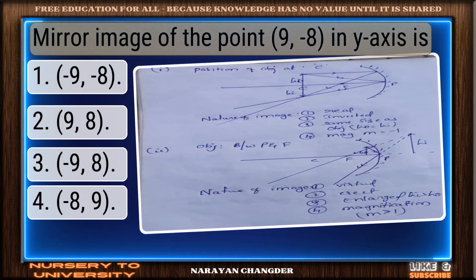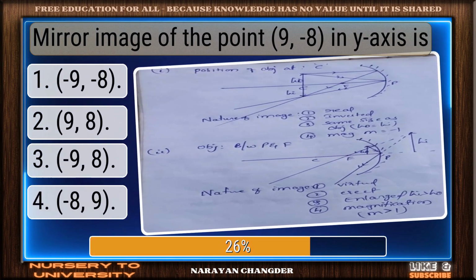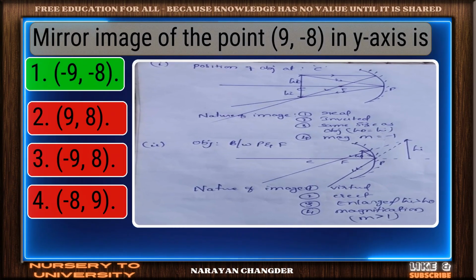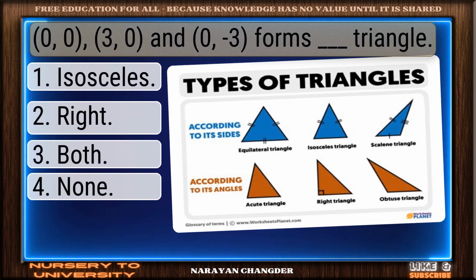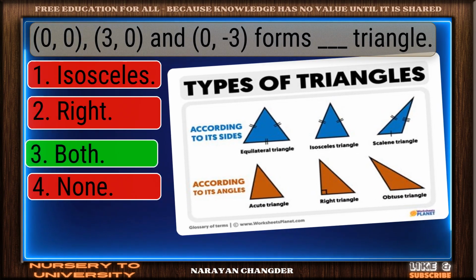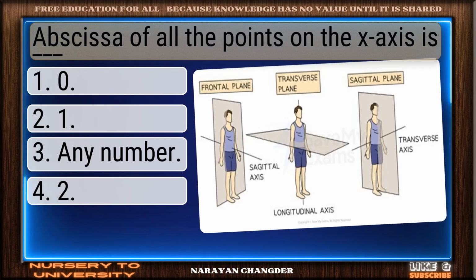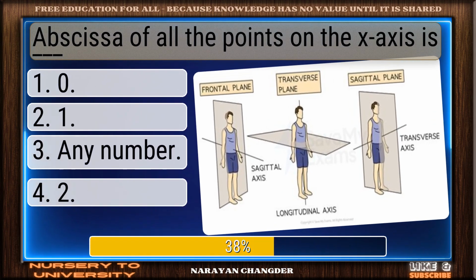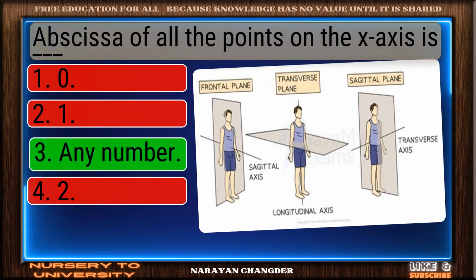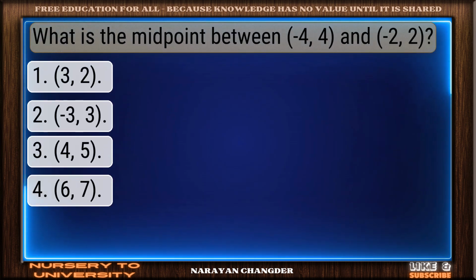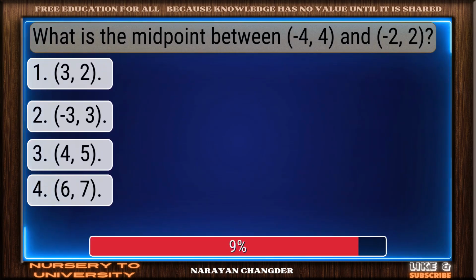Mirror image of the point in y-axis is. You're right. It's correct. And forms dash triangle. Smart move. Both is accurate answer. Abscissa of all the points on the x-axis is dash. Excellent choice. Any number is right. What is the midpoint between the points?